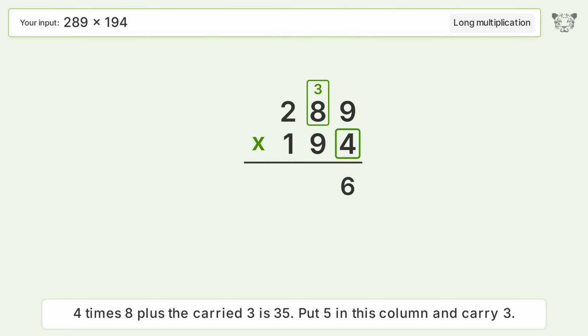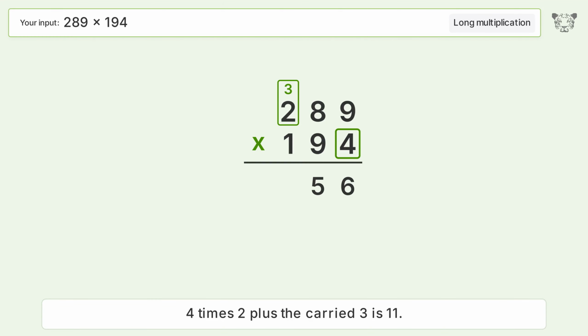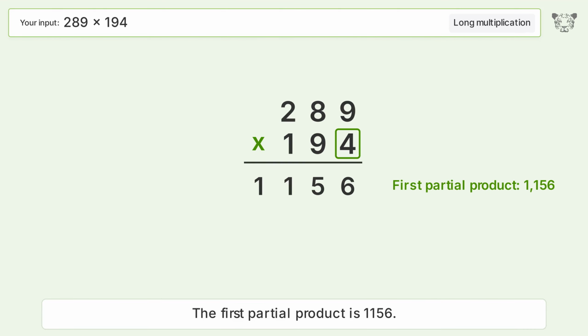4 times 8 plus the carried 3 is 35. Put 5 in this column and carry 3. 4 times 2 plus the carried 3 is 11. The first partial product is 1156.